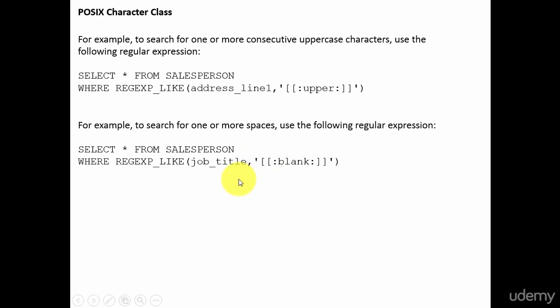And here I want all the job titles which have a blank in their job title. So I use the POSIX character class operator blank. That's it. Now let's go and take a look at the demo.